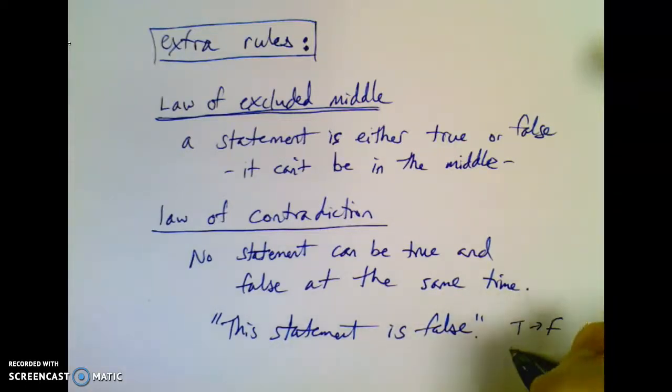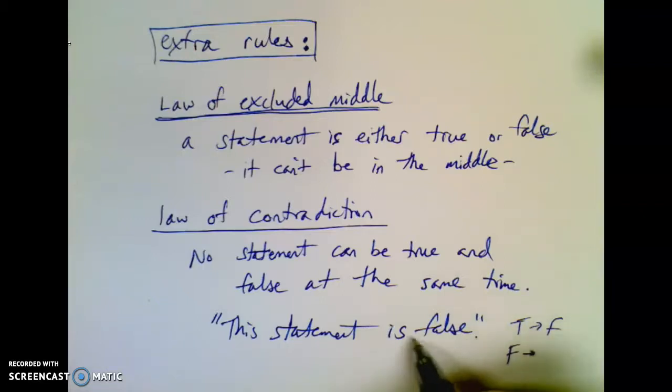Okay, so let's do the opposite. You say, okay, that statement must be false then, because it can't be true. So if it's false, then whatever it says is false, and it says it's false, which means it's true. So when you assume false, it results in true.